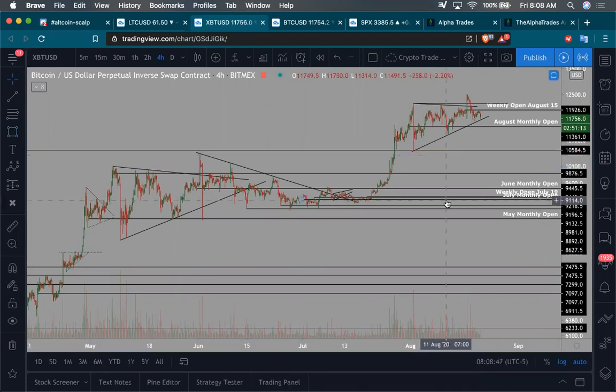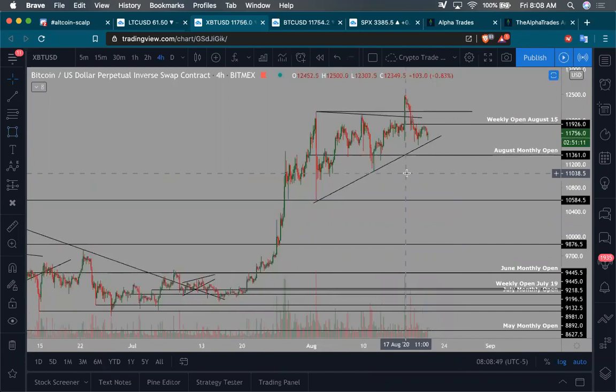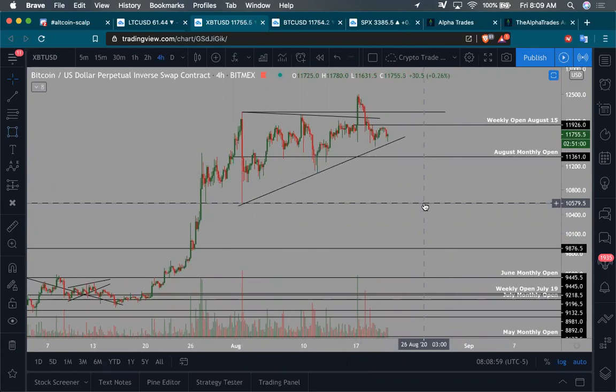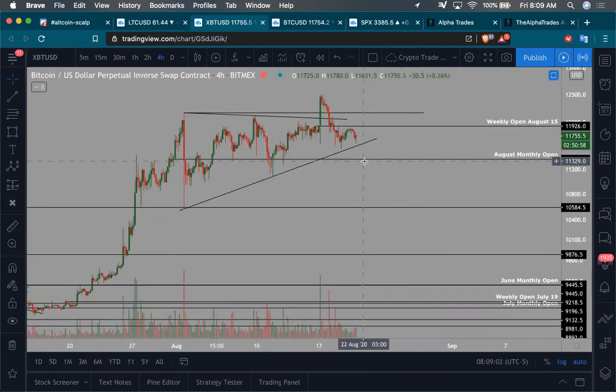So I'm thinking that even if Bitcoin broke down, personally, I think it's going to range somewhere between the August monthly open, which is around 11,361, down to about 10,500. Okay. First level I'd probably watch out for. I would figure we're going to bounce at the August monthly open. Okay. I could see something like this happening, right?